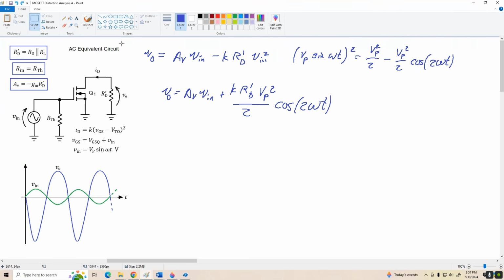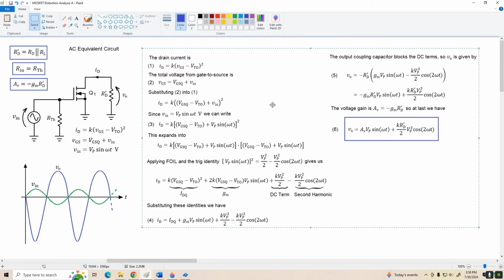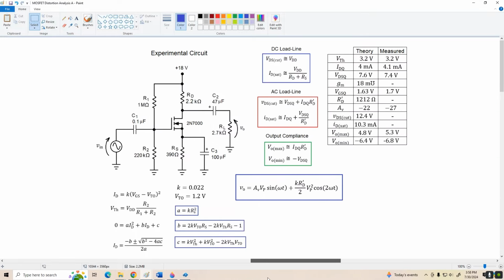Now, as always, I'm not going to leave you hanging with my messy writing here. I'm going to give you a nice version of the derivation. Here it is. Of course, I did it slightly differently when I sat down and typed it out, but essentially it's the same procedure. Now, I did design the circuit, and I set up a Q point with the same drain current that I used on the very first page of this presentation. If you want to do a hand analysis, here are the equations for the quadratic formula and so on, your DC and AC load line, output compliance, and of course our new complete output voltage equation.